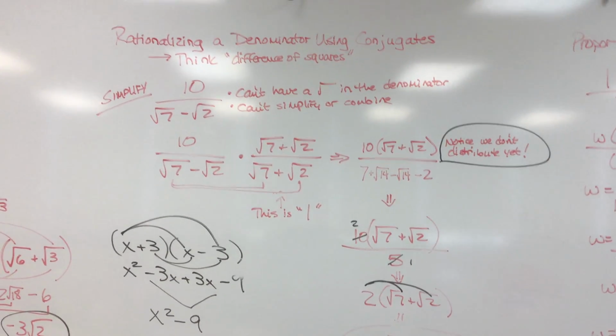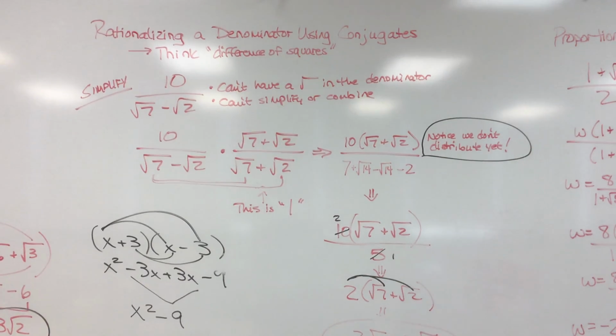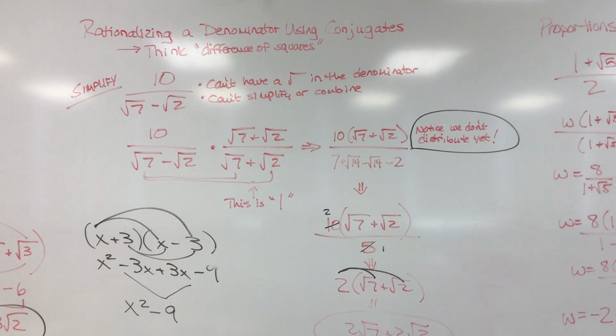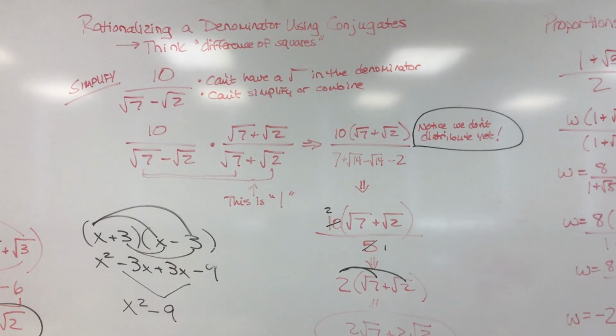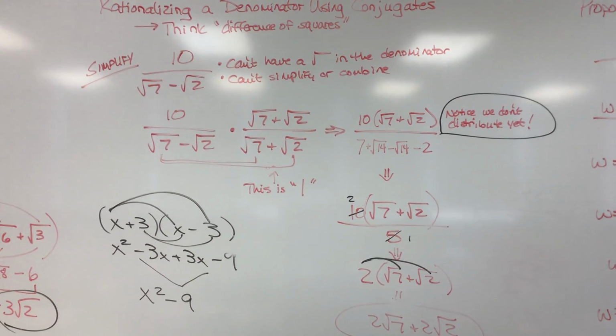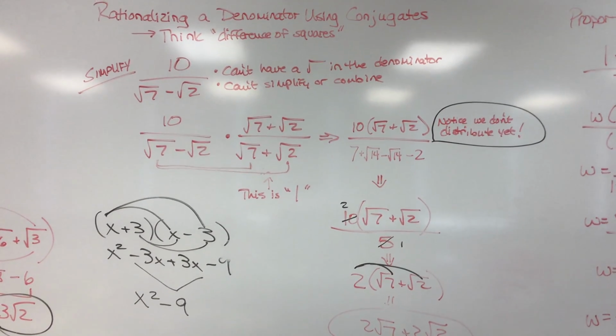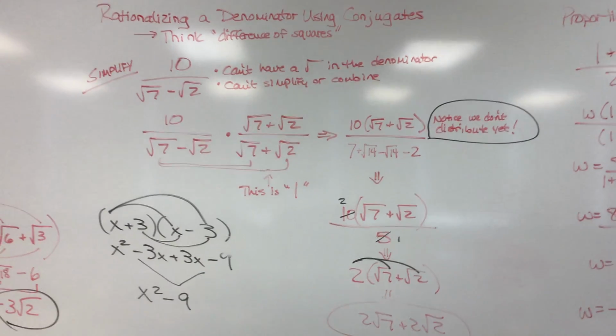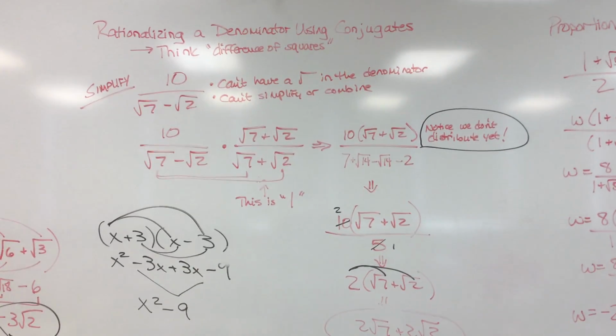So what ends up happening in our denominator is we just have the positive radical 14 and the negative radical 14 cancel out. We have 7 minus 2. So our denominator is going to be 5. And that solved our problem getting rid of the radical.